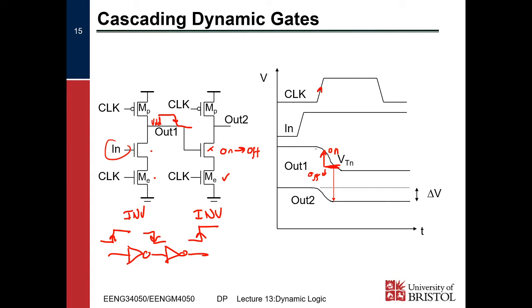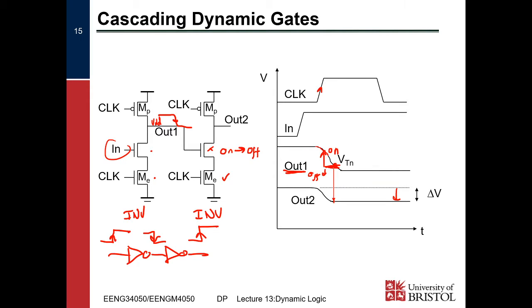And so what we see is that our output transistor starts discharging when the clock goes high. Our out 1 starts discharging when the clock goes high, as does our out 2. When out 1 gets down to VTN, out 2 then stops discharging at that point, and so we lose a particular voltage, delta V, right?